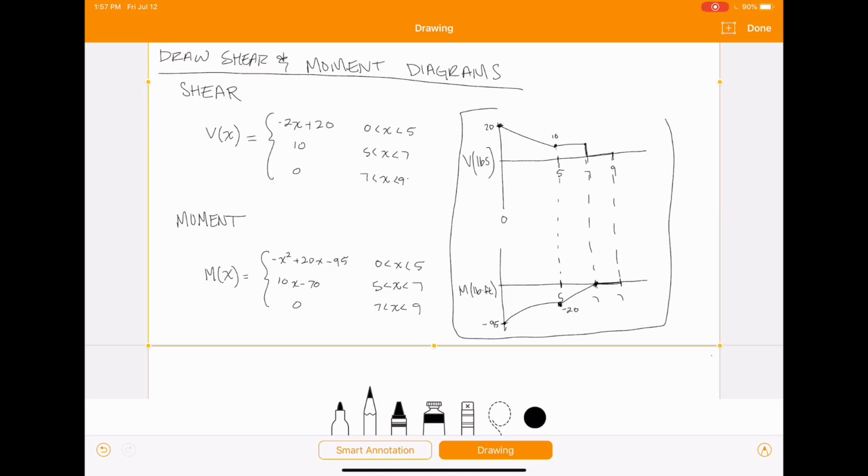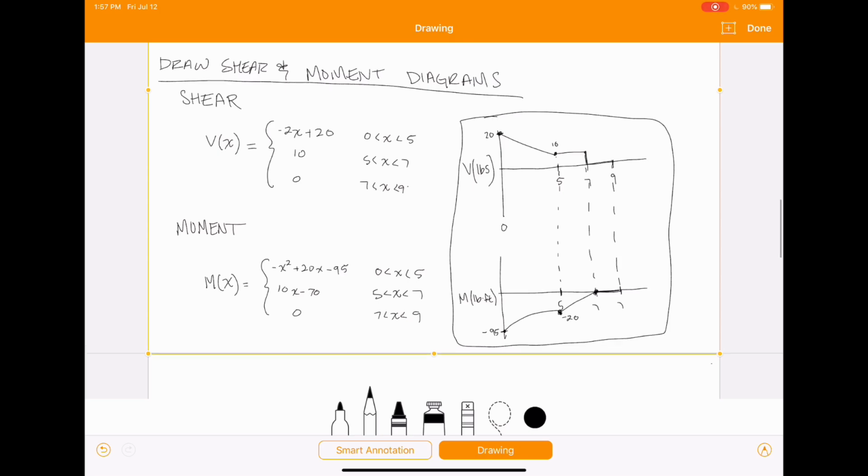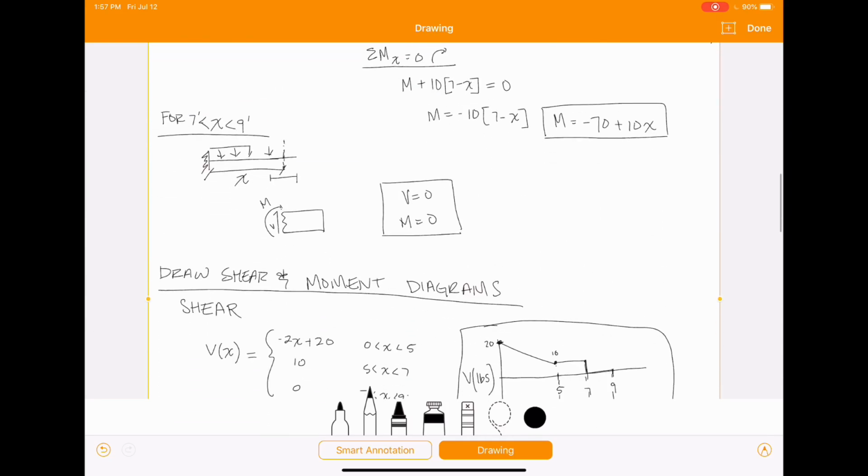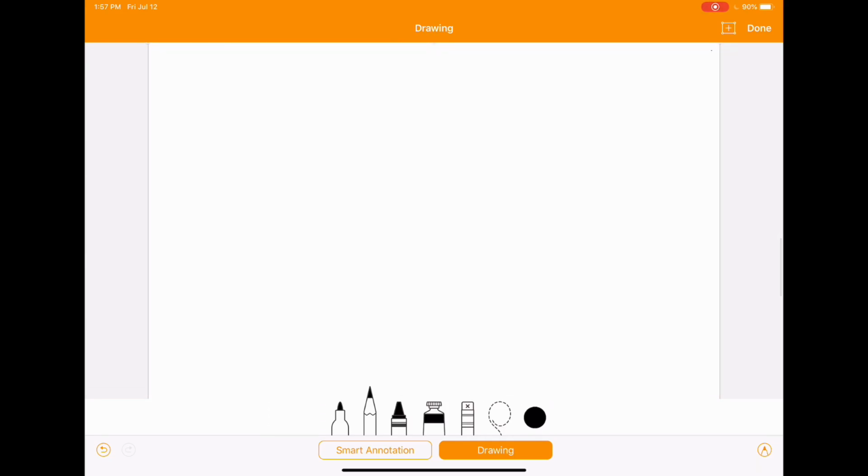And those are your shear and moment diagrams. It's really as simple as just graphing those equations that we found up above here. So that's one method for drawing your shear and moment diagrams. The other method is going to be by visual inspection, and we're going to use example number 2 to demonstrate that.